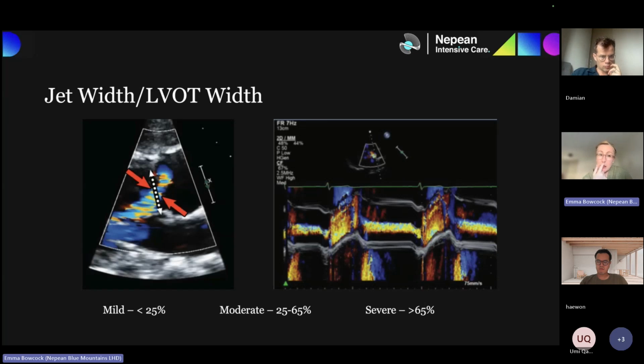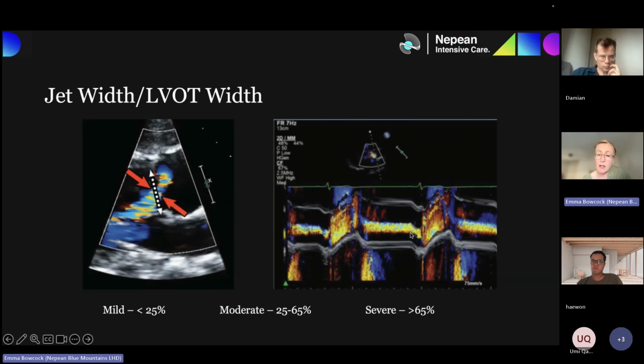This is how you would measure your jet width to your LVOT width. You can either do it in 2D like this one. You would measure just downstream. You want to be just downstream of your vena contracta, but within 1 centimeter of the vena contracta. Then you would measure your jet width, and at the same point, you measure your LVOT width.